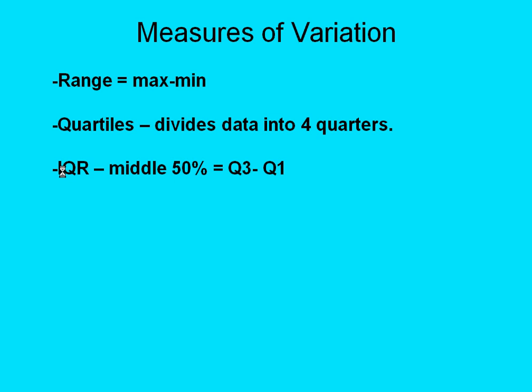Now the IQR, that stands for interquartile range. That stands for the middle 50% of your data. If you subtract Q3 minus Q1, it tells you the range of the middle of your data. And that would also have helped us decide if these pills were safe.